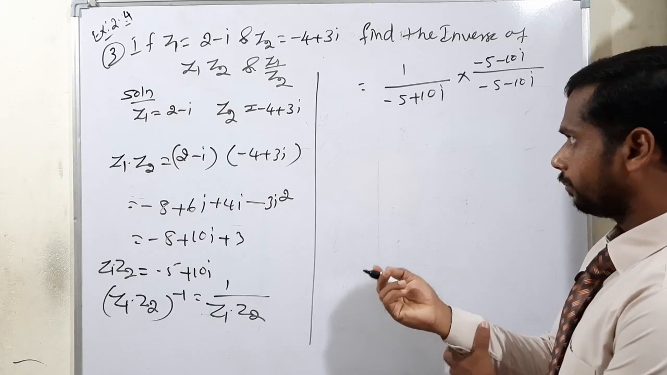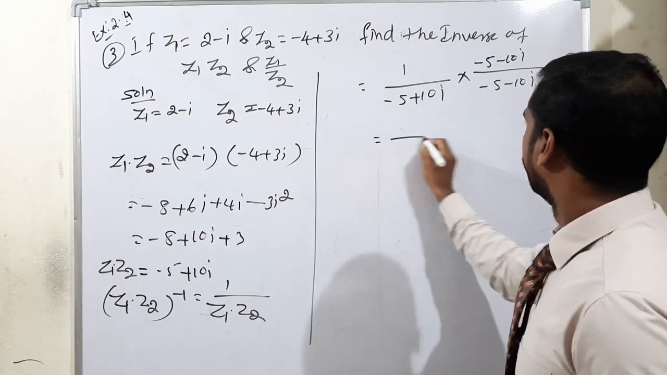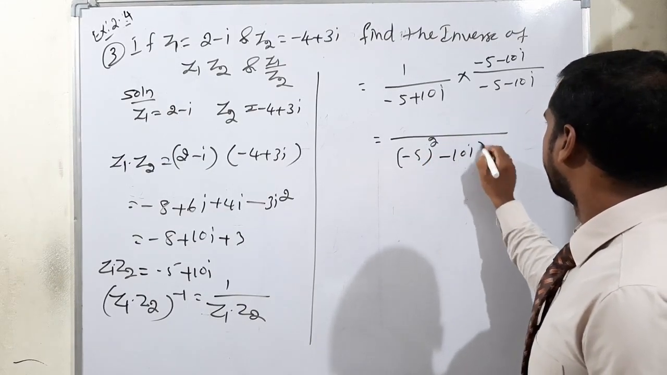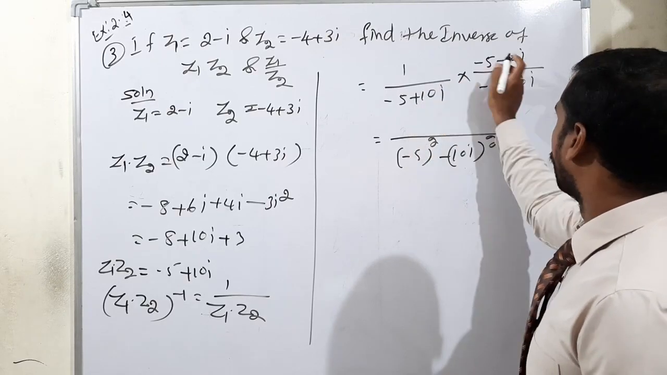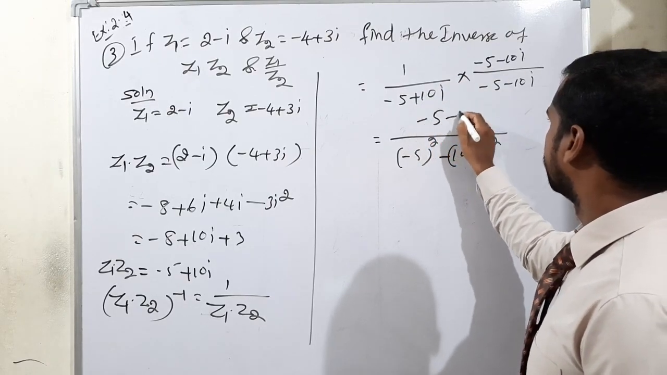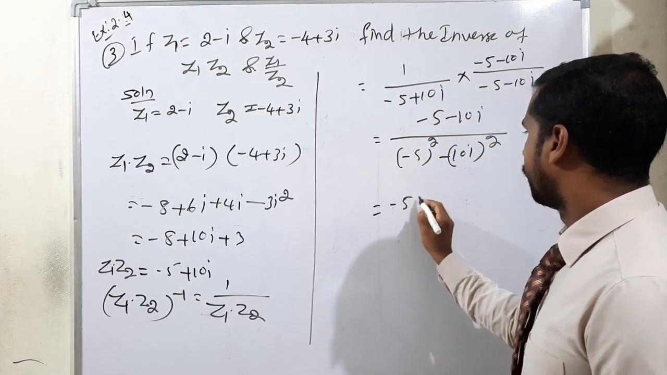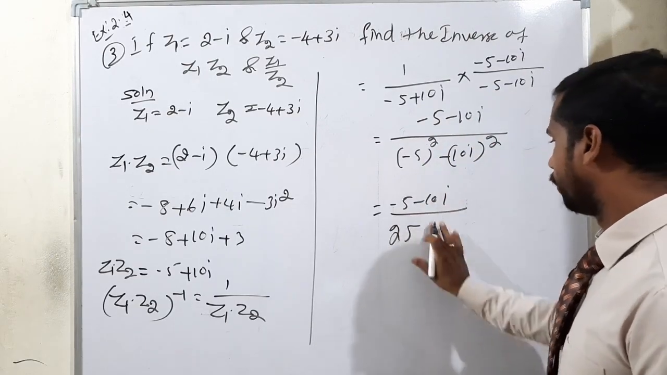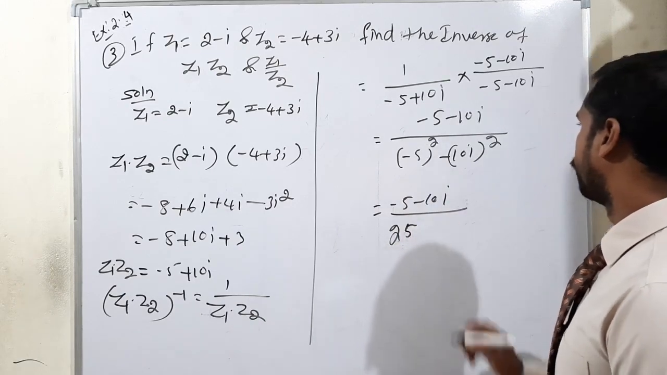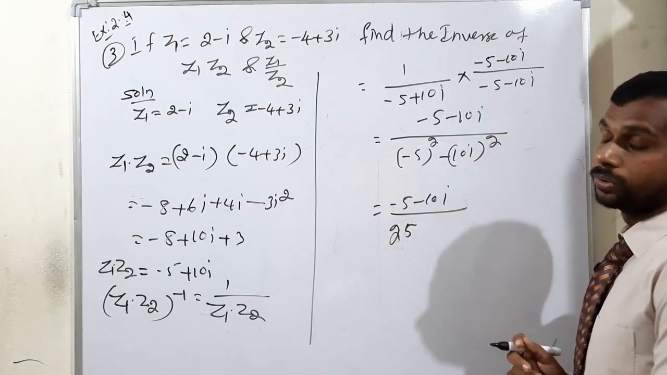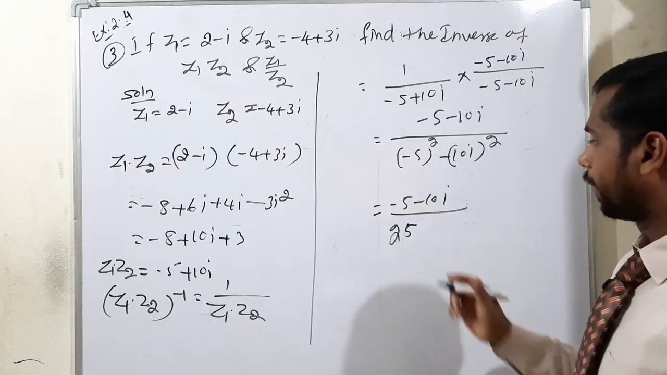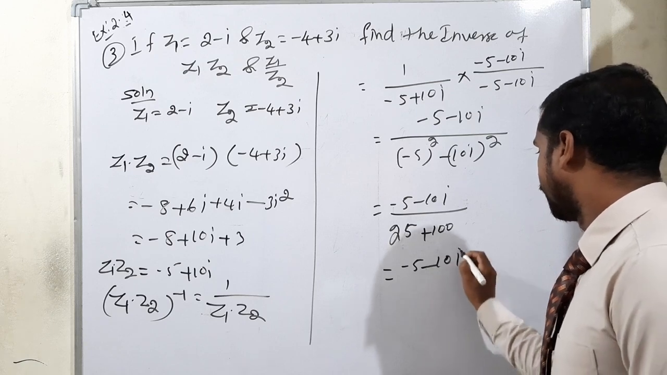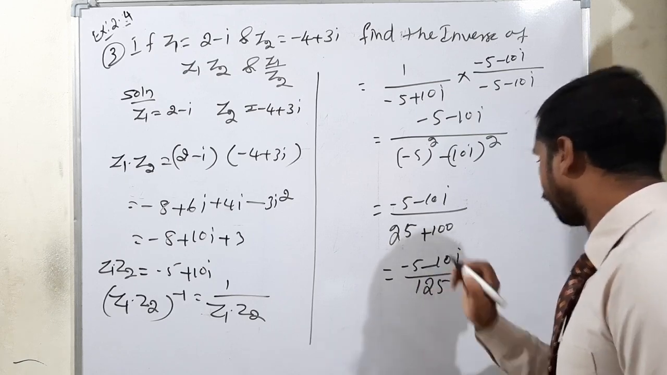Then the denominator is a plus b into a minus b: minus 5 the whole square, again minus 10i the whole square. Again 1 into minus 5 minus 10i is as it is, minus 5 minus 10i. Minus 5 the whole square means positive 25. Again 10i the whole square means 100, i square means minus, therefore positive 100. So minus 5 minus 10i divided by 125.